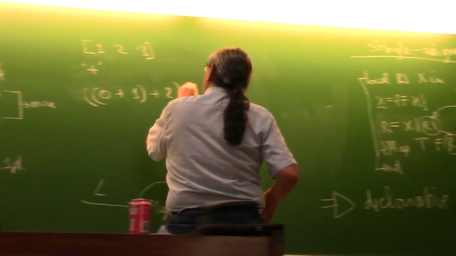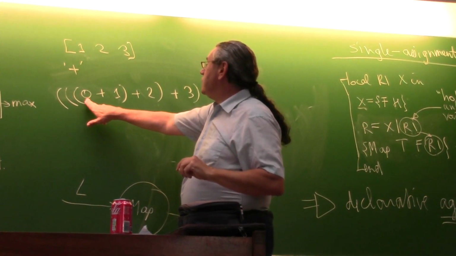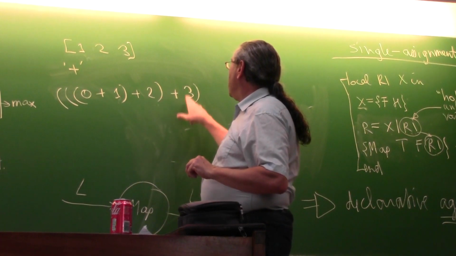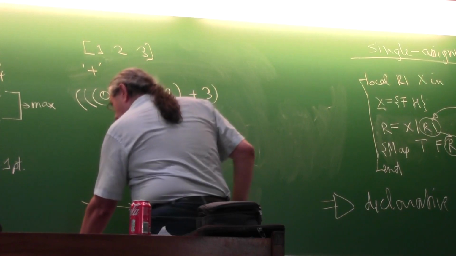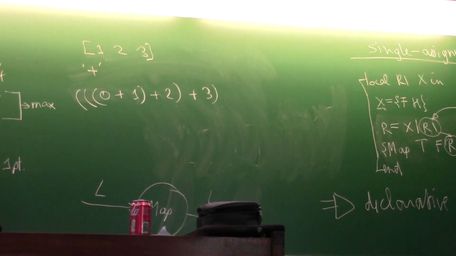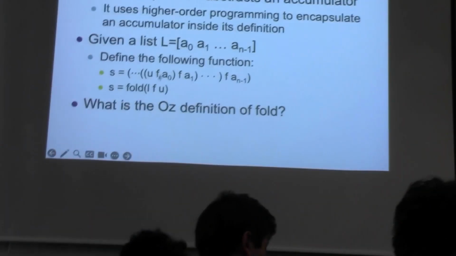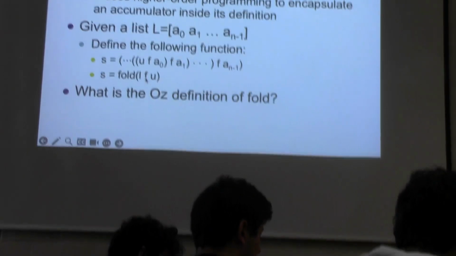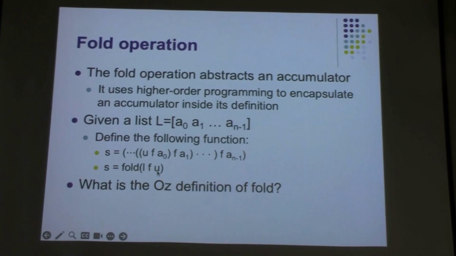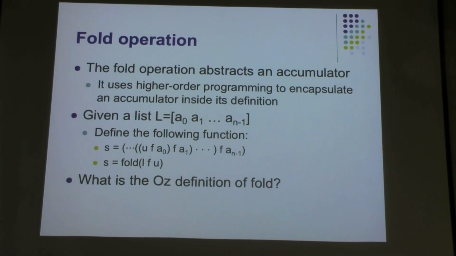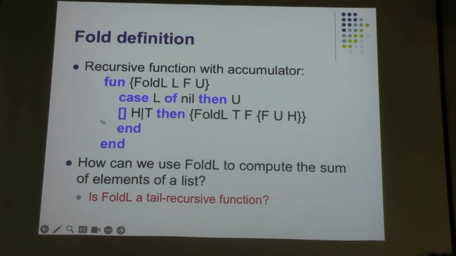I can repeatedly apply the function. So this is a binary function, starting with the identity and applying all the elements of the list. So this will be what the fold operation computes. It has three arguments: the list L, the binary function f, and the identity element u, to start the computation. So you can define it easily.